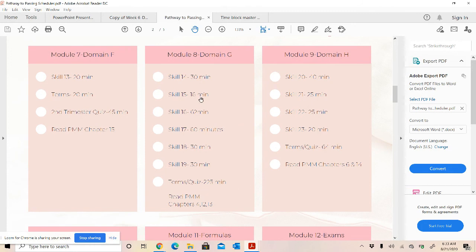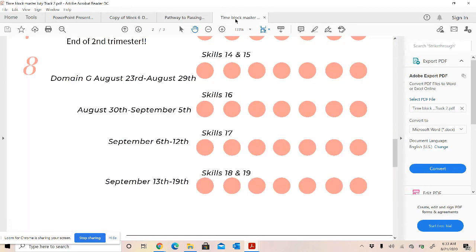So for next week, we're just going to focus on skill 14 and 15. Ignore all of this stuff. So on your time block master sheet, this is the one for July for track 2. So we're right here. August 23rd to the 29th, skills 14 and 15. That's all we're going to do this week. So next Friday, this is all I'm going to review. I'm not going to review the entire Domain G. I'm only going to review skills 14 and 15. So that is your homework assignment for next week.